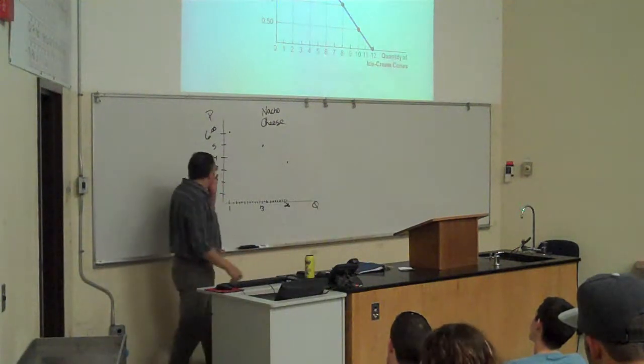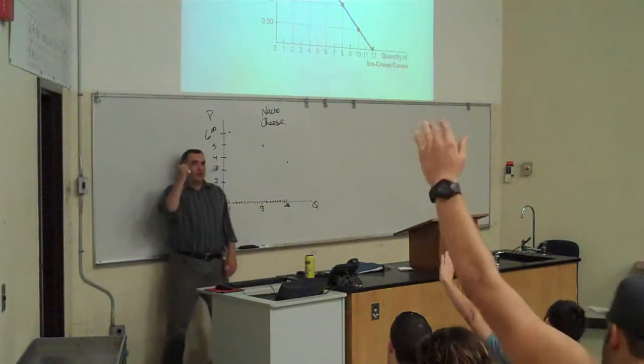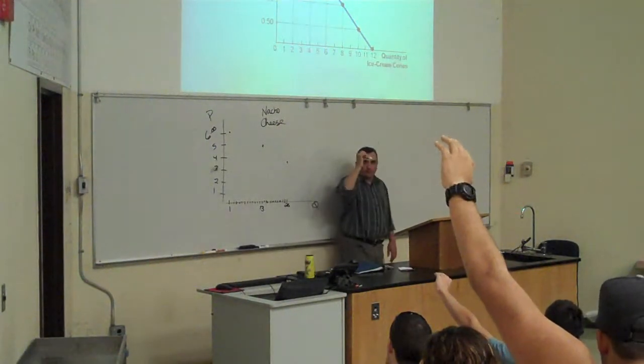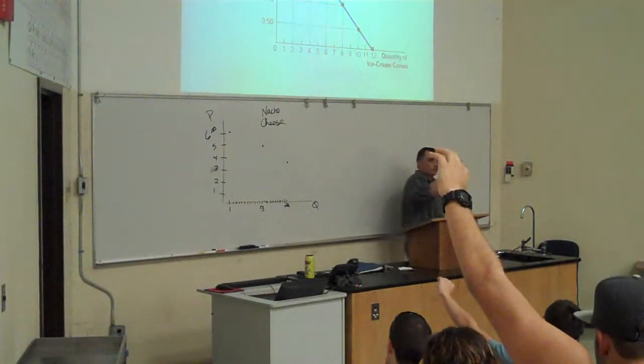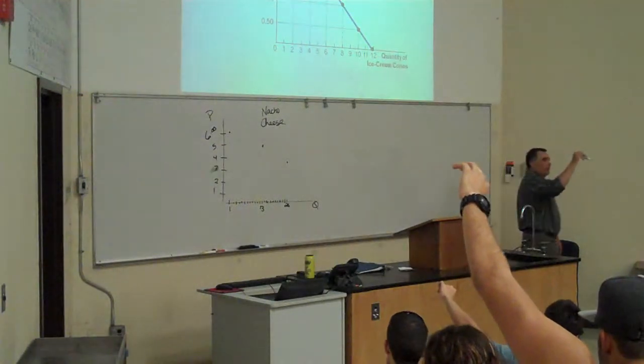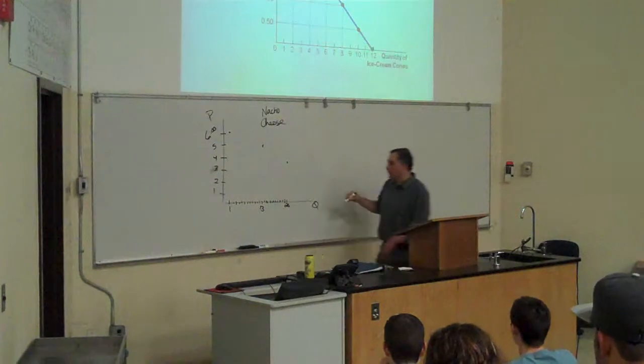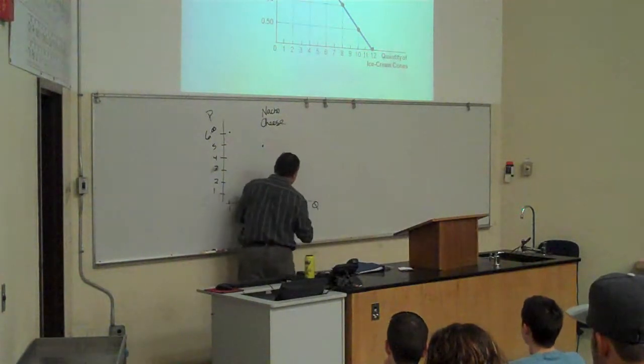How many people would be willing to pay $3? 2, 3, 4, 5, 6, 7, 8, 9, 10, 11, 12, 13, 15, 16, 17, 18, 19, 20, 21, 22. I think that's pretty much it. What's 26 plus 22? It's 48.